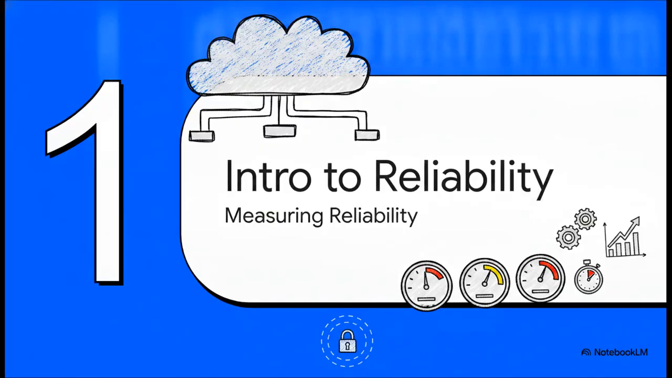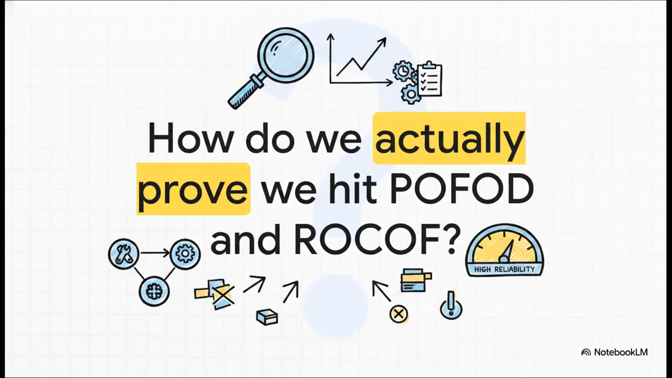Why do we actually need to measure reliability in software engineering? Well, we already know how to specify our quantitative reliability targets, right? We know about POFOD, the probability of failure on demand, and ROCOF, the rate of occurrence of failures. We can write those metrics into a requirements document all day long. But here is the absolutely crucial question. How do we actually prove we hit them? How do we verify that the system we've just spent months building has actually achieved that required level of reliability?